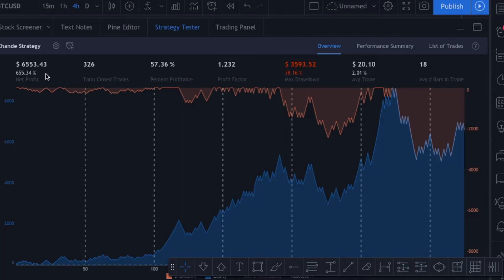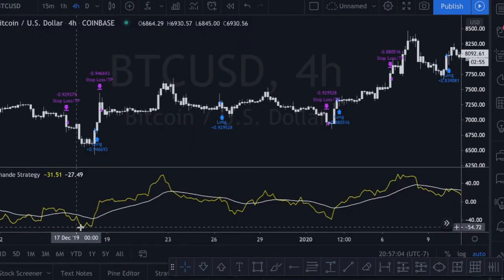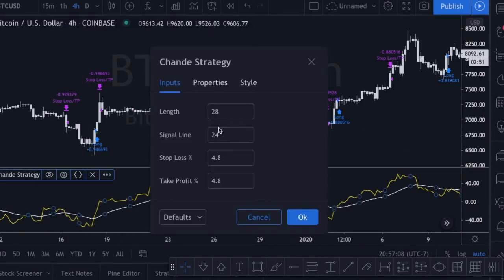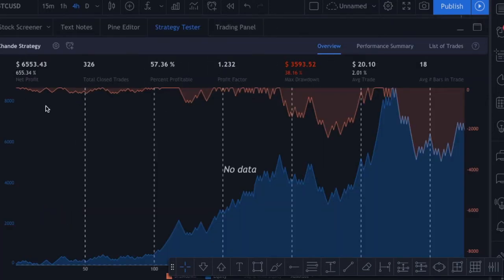So just by itself, this could be used pretty much entirely as a strategy. All you'd have to be doing is every time that the Chande Oscillator crosses above the signal line, and that's what the settings are set at, 28 and 24, with a stop loss of 4.8% and a take profit at 4.8%, you'd be up 655%.